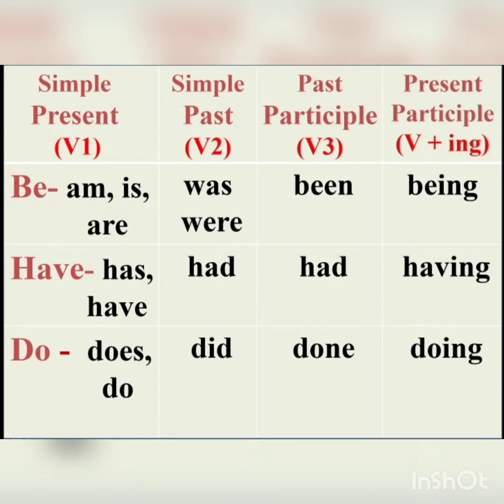Present form of be verbs are am, is, are; past, was and were. Been is past participle, being is present participle. Has and have, present; past form is had and the past participle form is also the same, and the present participle is having. Does and do, present form; did, past; done is past participle; doing is present participle.